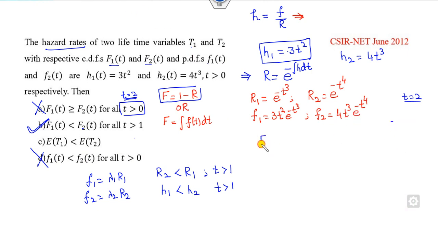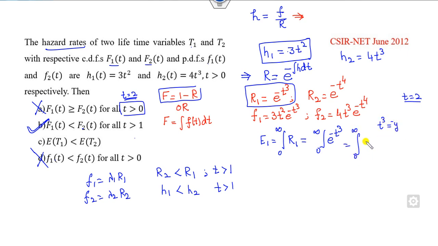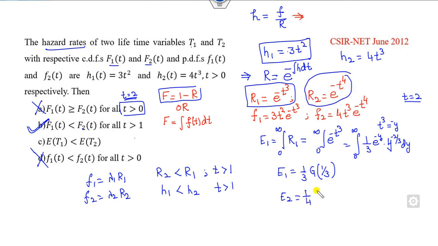How can you find the expected value? So the expected value of E1 is nothing but the reliability integrated from 0 to infinity. So what is this 0 to infinity of this? If I consider t cube as y, then this is the integral from 0 to infinity of 1 over 3 e raised to power minus y, y raised to power minus 2 over 3. Fine. So E1 is nothing but 1 over 3 times the gamma function of 1 over 3. Similarly, if you find E2, it will be 1 over 4 times the gamma function of 1 by 4.